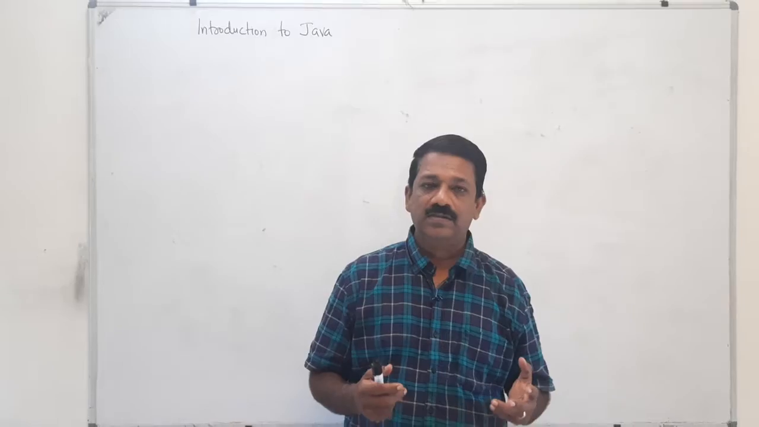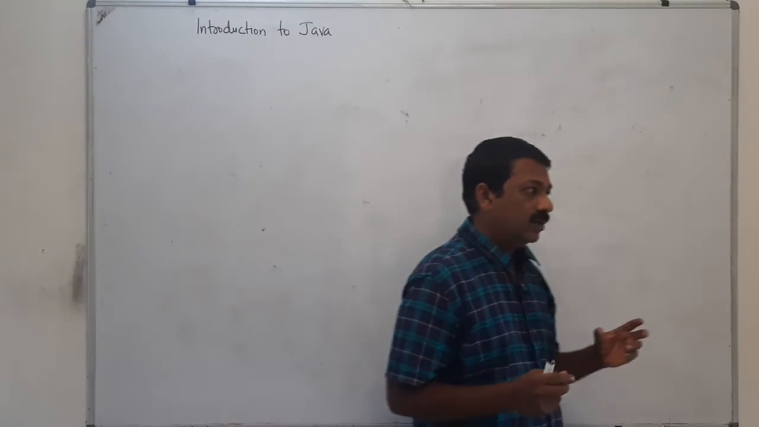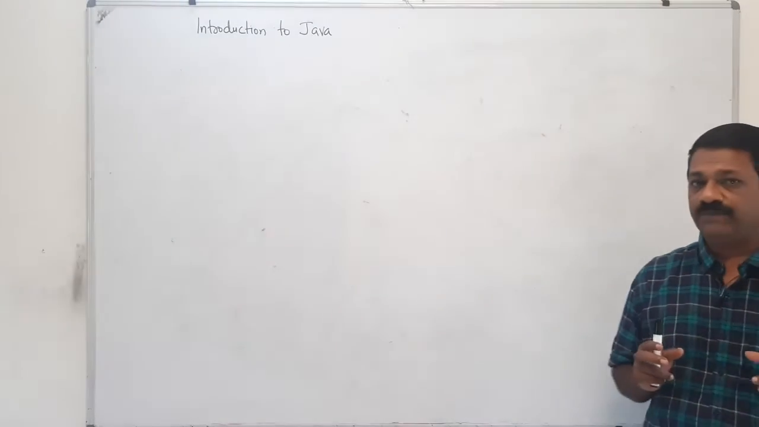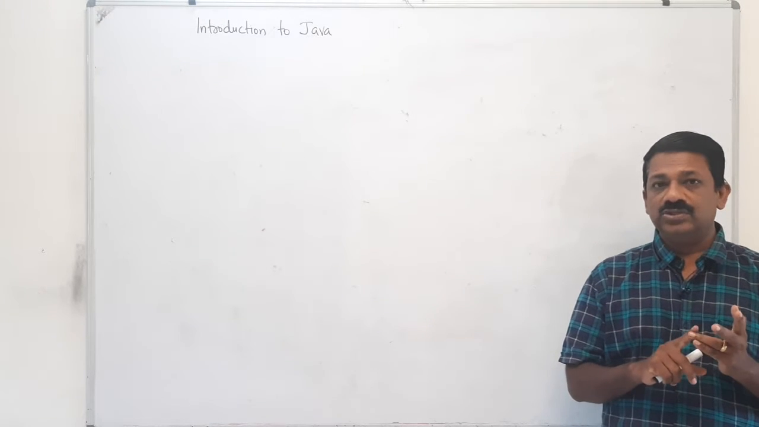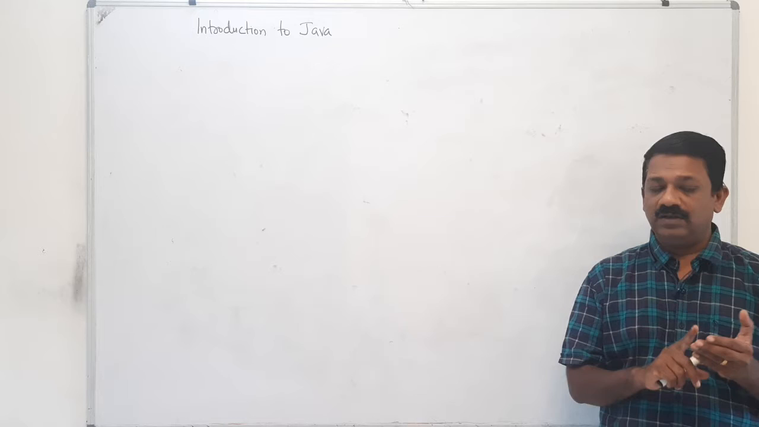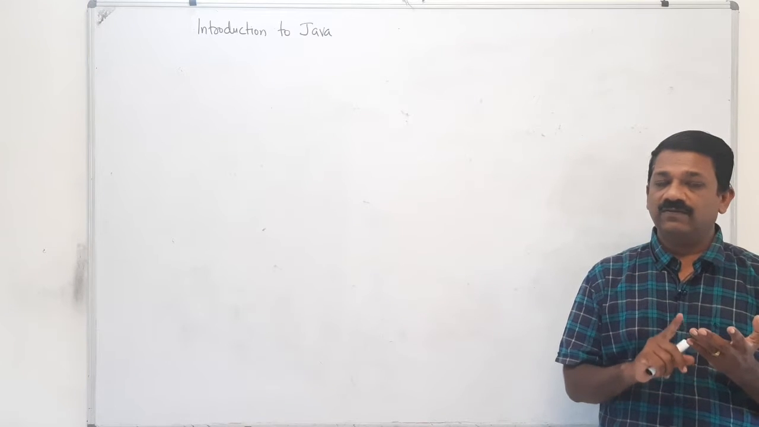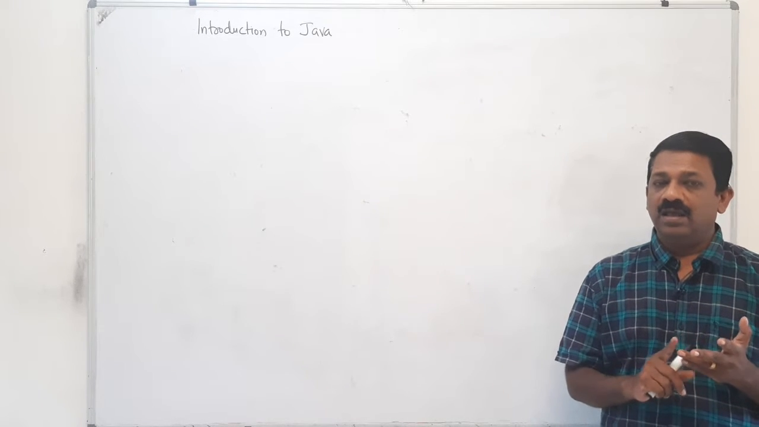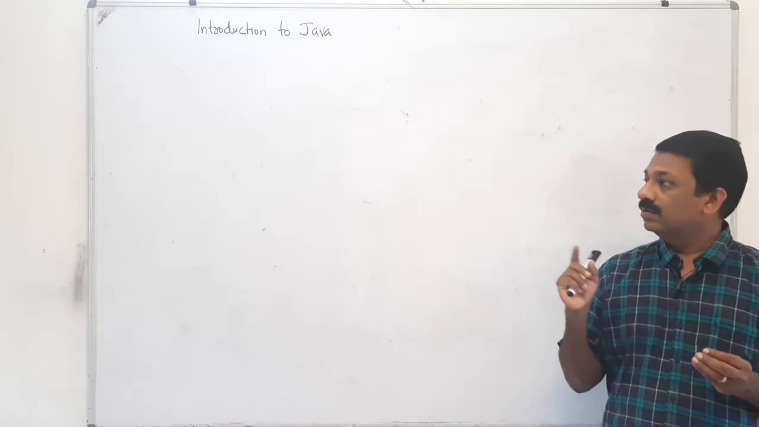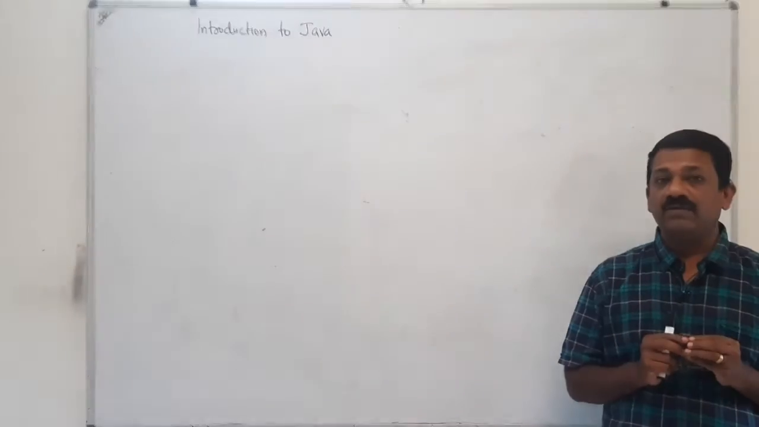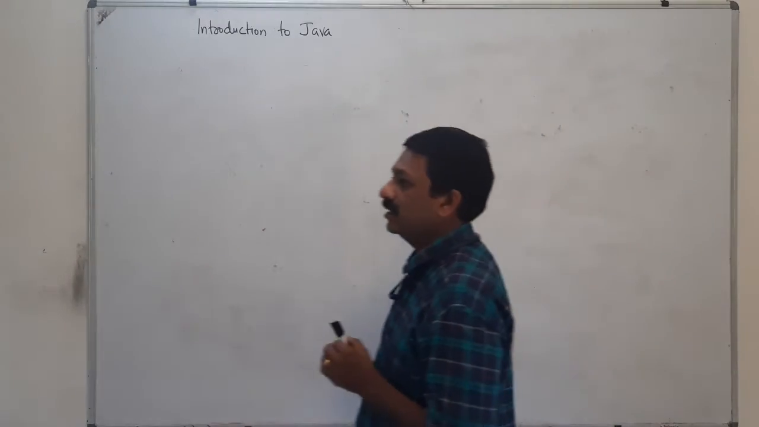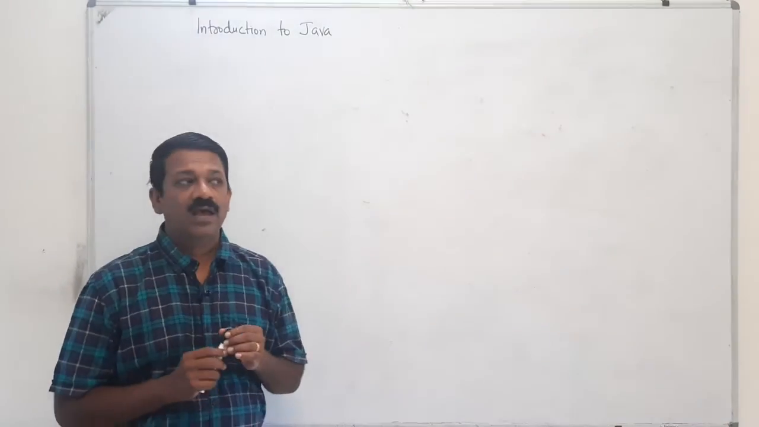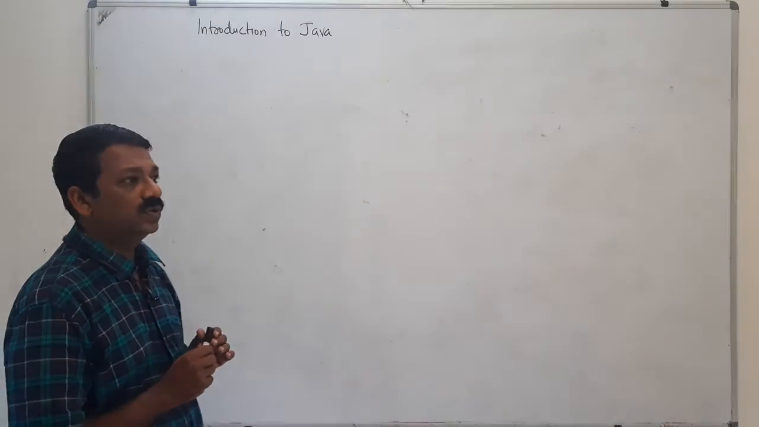In the previous class, we have been discussing what are the different data types in Java. We have integer variables, byte, short, int and long. Then floating point variables like float and double, and then we have boolean values and character data type. Those are the different data types in Java. And now I'm going to declare a variable.